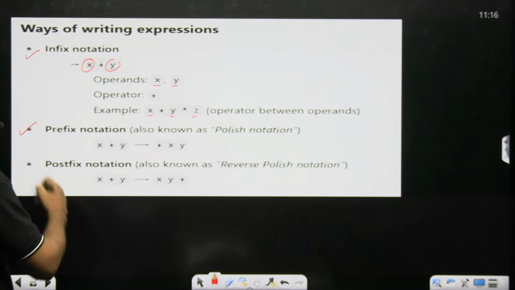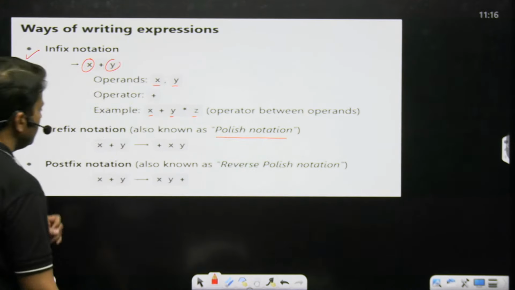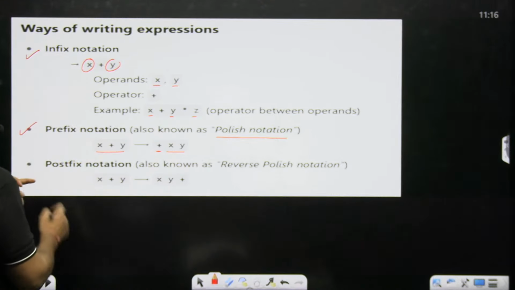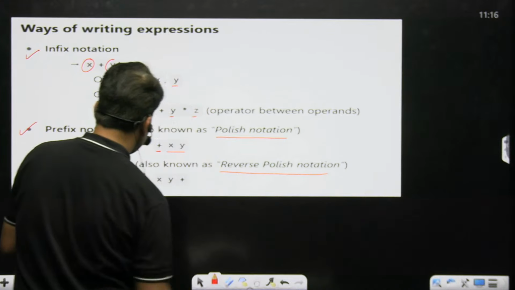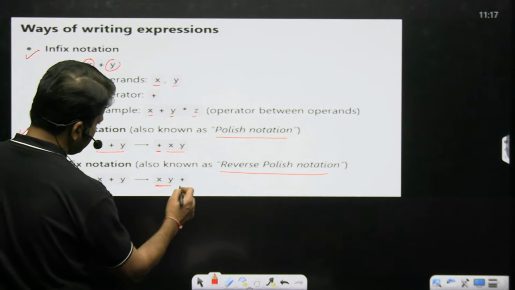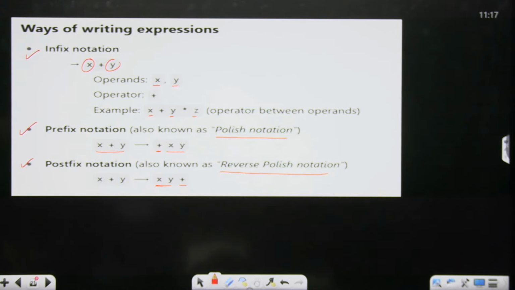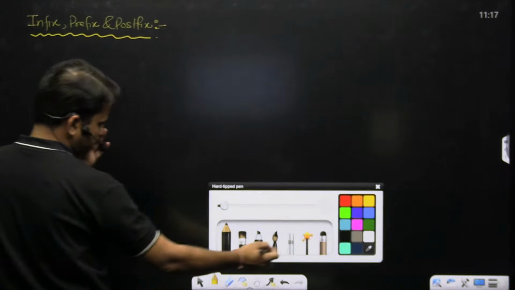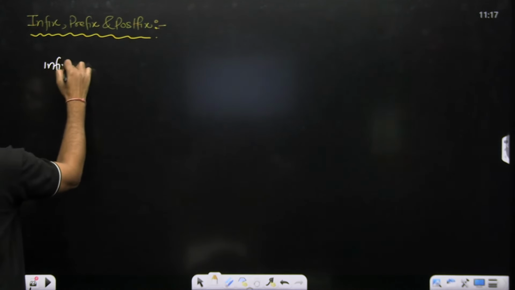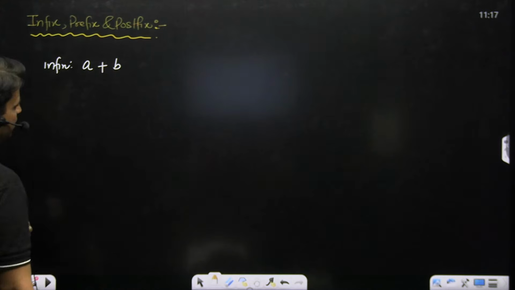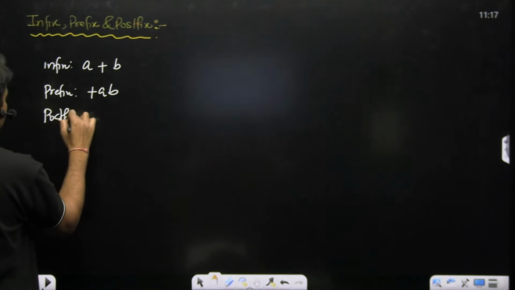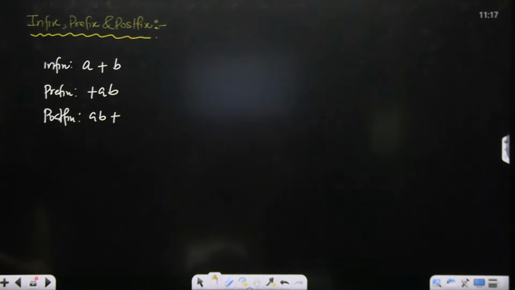So what is prefix? Prefix is also known as Polish notation. X plus y means what? In infix it is operand, operator, operand. And prefix will be: first the operator, then two operands. Another is postfix notation, also known as reverse Polish notation. X plus y means first two operands, then the operator. So infix, prefix and postfix. Infix has two operands and the operator in the middle. Prefix has first the operator, then two operands. Postfix has first two operands, then the operator.